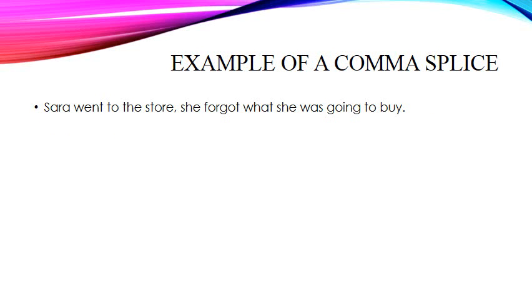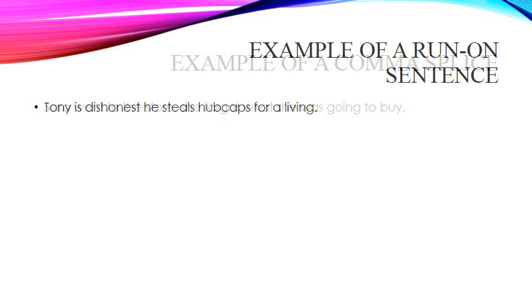Here is an example of a comma splice. As we can see, by adding the comma, it joins the independent clauses together. This is what a run-on sentence looks like. Other times while you're reading, it can also be confusing.